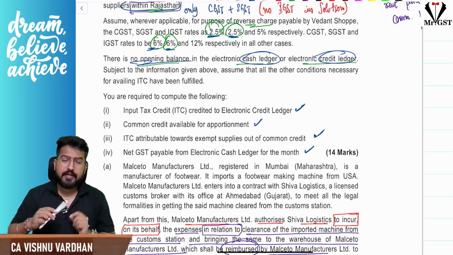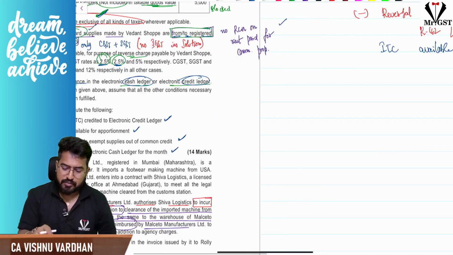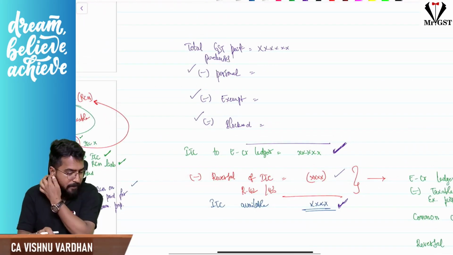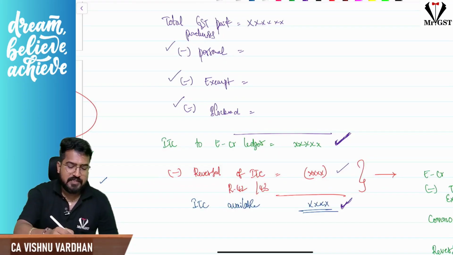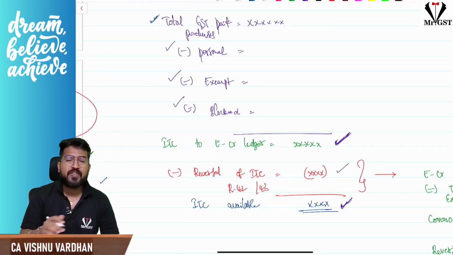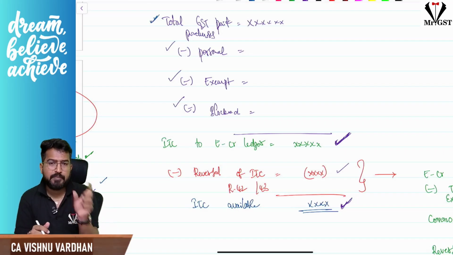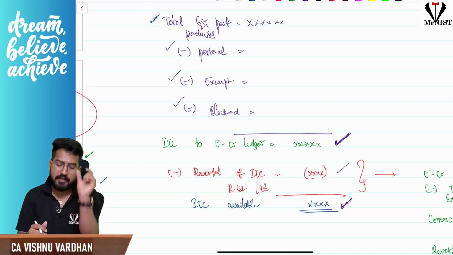See, when you are calculating common credit and all that reversal, I will tell you one small method to solve it. First, you take total GST paid on purchases. This you can use for rules 42 and 43 also. From that, remember the word PEB. So the spelling is not PUB, it is PEB. Let us remember it that way.